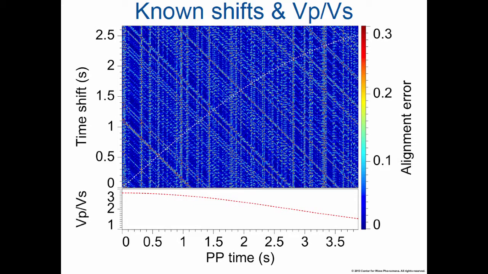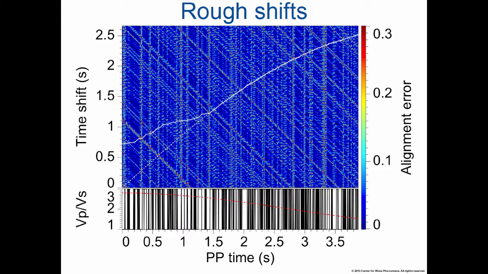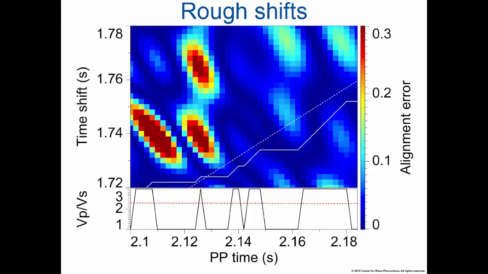Again, here are the known shifts and the known VPVS curve that we are hoping to extract from dynamic image warping. If we use the dynamic warping algorithm that Dave talked about last year, we compute this solid curve, which I'm calling the rough shifts, and from that we compute the VPVS ratios shown in the bottom panel in black, which are wildly oscillating. To see why this is the case, I'll zoom in on this white box here. Again, the dashed curve is the known shift curve, and the solid curve is the rough shifts. You can see that the rough shift curve has only 2 different slopes, 0 and 1, and from the equation for VPVS, that explains why we get VPVS ratios of only 1 and 3.